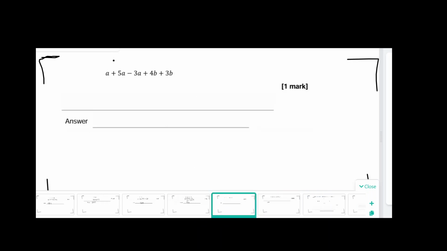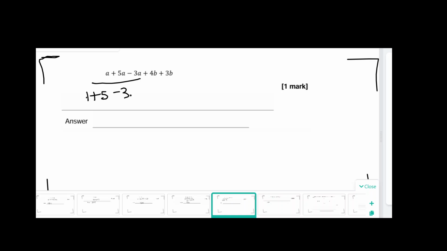Okay, next one. So again, in this one, we have A, then there's B and B. So we have two different types of terms here. So we want to be mindful. We'll solve that with the A first. So for the A, this part, we have 1 plus 5 minus 3.